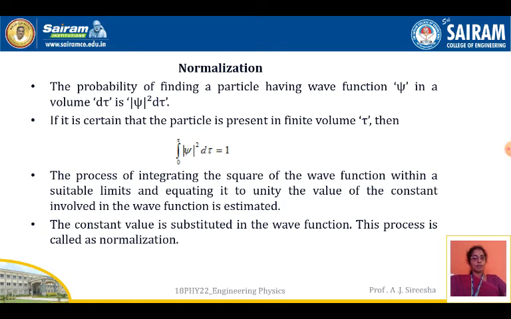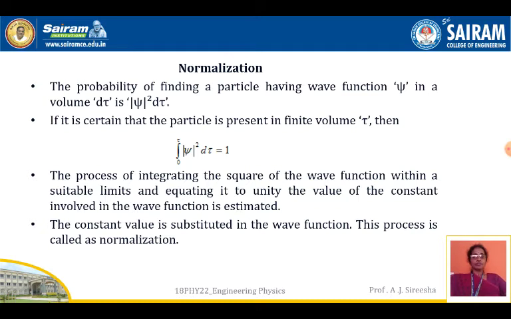Always remember, probability 1 means definitely it will be within. 1 means 100% assurance. The probability of finding a particle within that element is 1, meaning 100% that the particle will be within the box of finite volume d tau. So always remember, probability 1 means 100% chances, probability 0 means 0% chances. That means it will not be available.